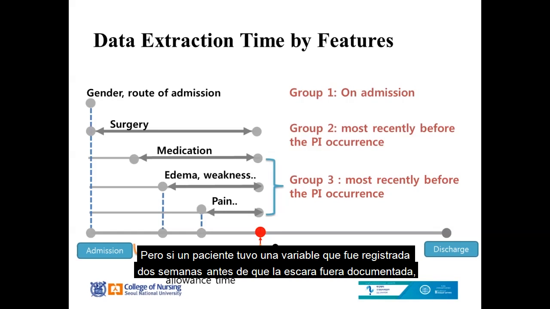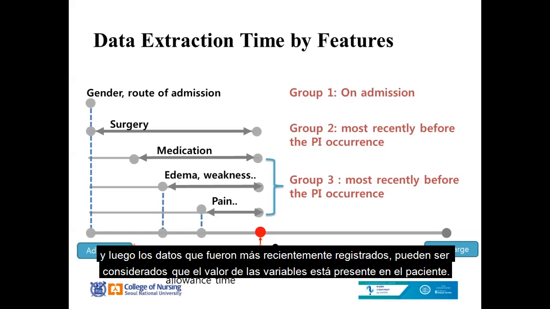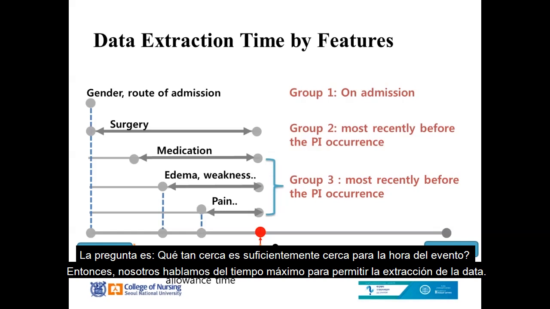But if one patient had a feature which was recorded 2 weeks before the pressure injury documents, and that record is most recent data, can we regard that the value of the feature is present in the patient? The question is, how close is closer enough to the event time? So we set the maximum time to allow data extraction.